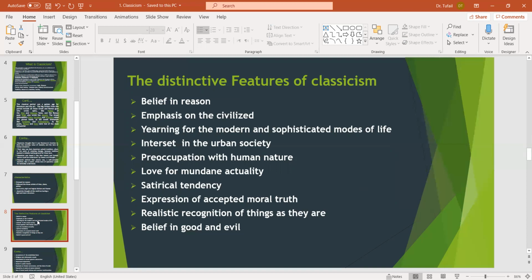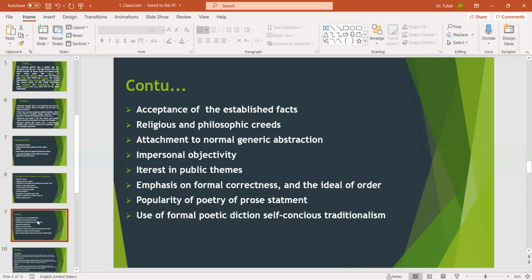Now, see here, one thing is important for them. Man, human nature, is important, and you can make it with the help of mind. And they express this. There's a satirical tendency and expressions of accepted moral truth. You have to follow this truth, okay? And there's a realistic recognition of things as they are, and belief in good and evil, okay? These are the common features, and the established facts were there, philosophical creeds, attachment to normalcy, and generic abstractions.